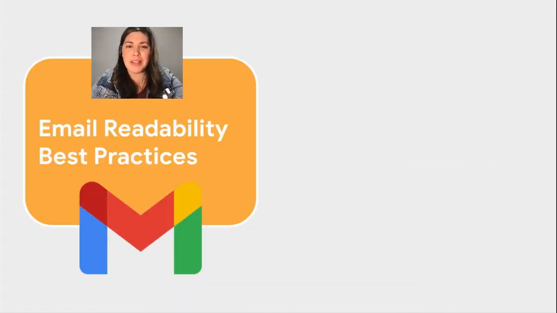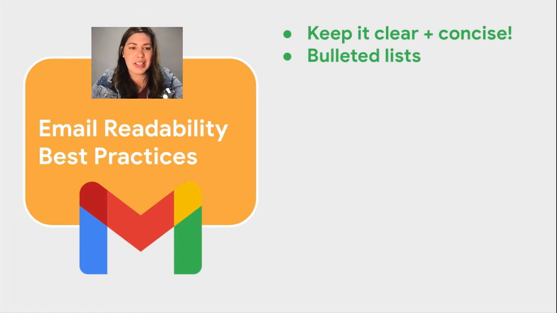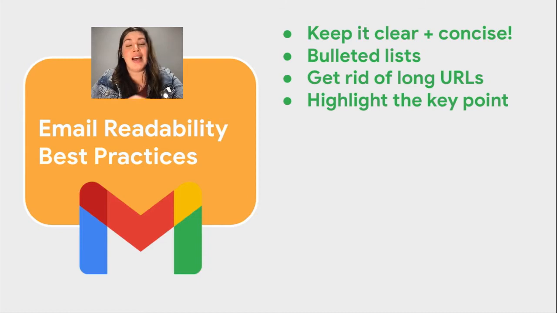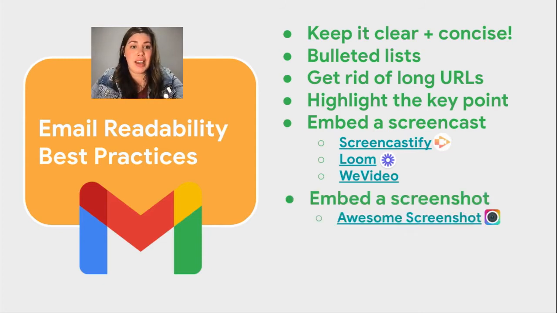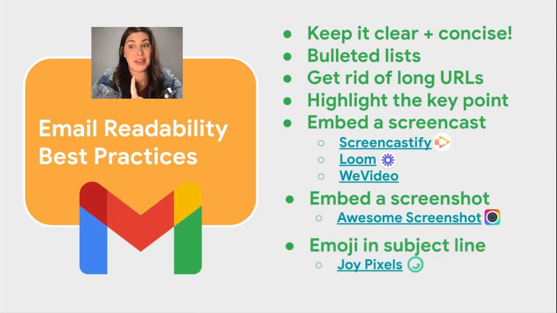And finally, just those best practices one more time. Keep it clear and concise, bullet as much as possible, get rid of those long URLs, highlight any key points, embed a screencast if you can, and here are the links to the ones that I mentioned. And finally, even embedding a screenshot, like Awesome Screenshot. Oh, and I cannot forget, even putting an emoji in your subject line can be a really great way to stand out in somebody's inbox. My favorite Chrome extension to use is Joy Pixels, which I've linked into this slide number 21.